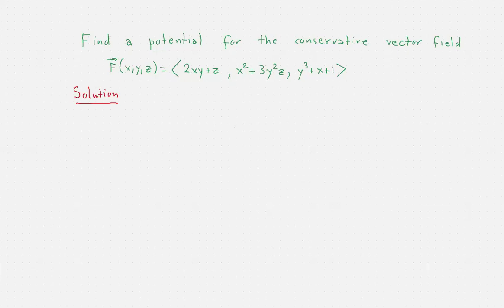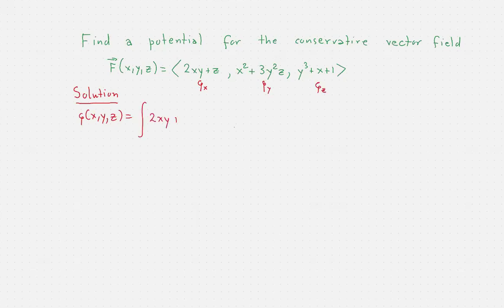Okay, so we would like to find a potential for the conservative vector field given by this formula. And here the idea is similar to two dimensions. So we begin with a first guess for the potential by taking the antiderivative of the first component with respect to x. I actually remember that if phi is a potential, then this is supposed to be phi sub x, this is supposed to be phi sub y, this is supposed to be phi sub z. So it makes perfect sense to take the indefinite integral of 2xy plus z with respect to x.